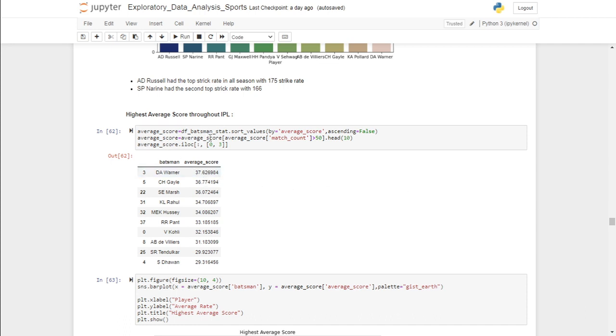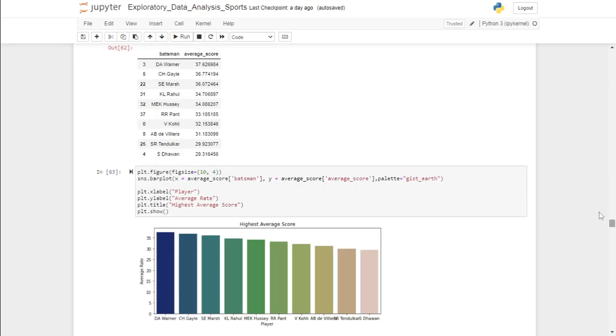And the highest average score of a batsman tops with DA Warner, meaning David Warner. He has an average of 38, sorry, 48. And then Chris Gayle of 37, and then AB de Villiers 36.